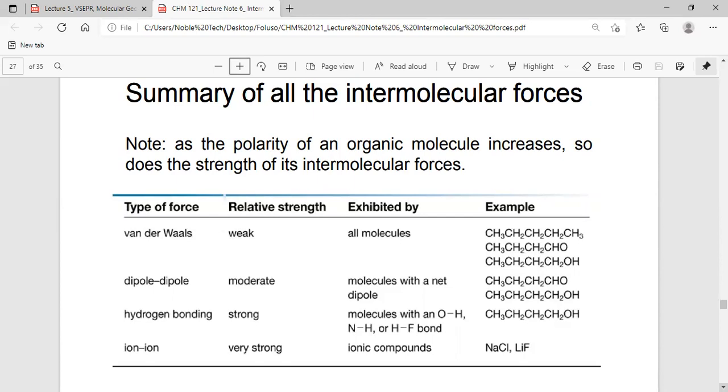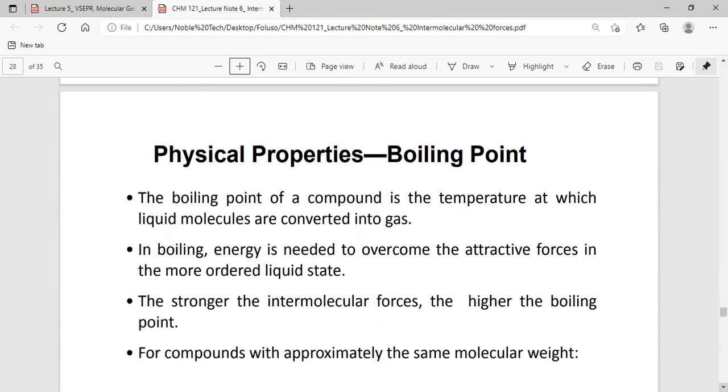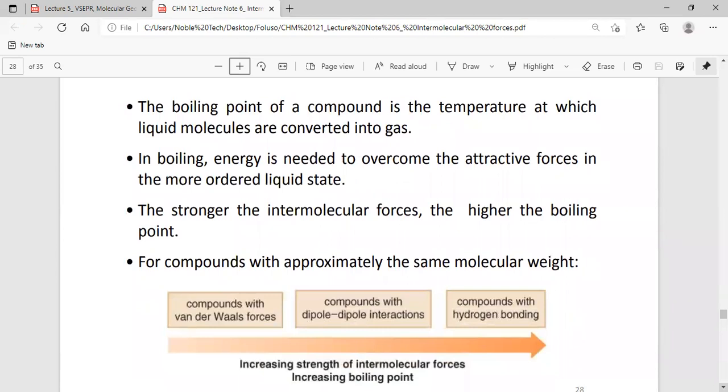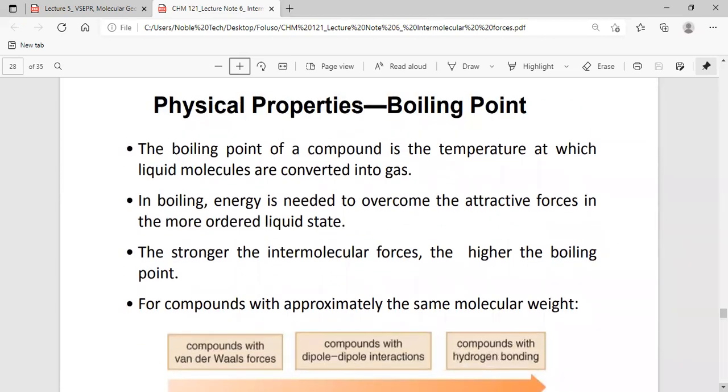The weakest of them all is the van der Waals force. The strongest of them all is the ionic bond and the like of that. So physical properties such as boiling point are dependent on the strength of the intermolecular force.